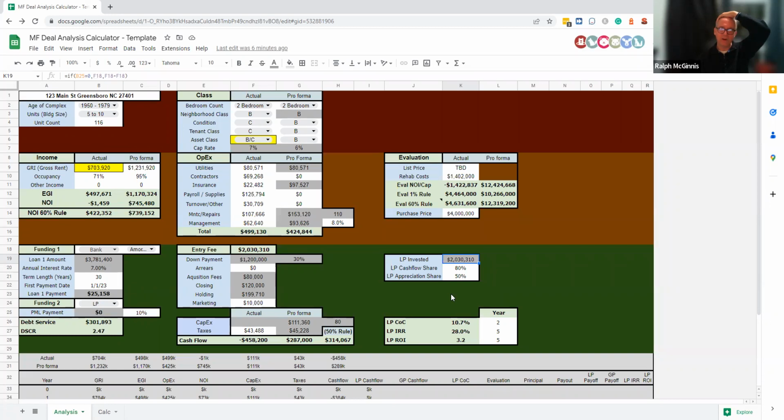And then you also have to determine what percentage share your money partners are going to get versus yourself or the general partners. So, if you're wholesaling this, you probably won't be in a syndicated type of arrangement. You won't be a general partner. You won't be a limited partner. You're just looking for that acquisition fee of 80K.